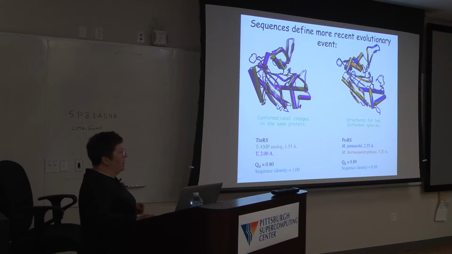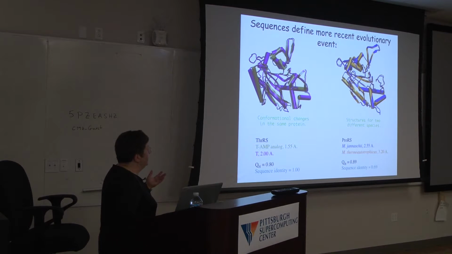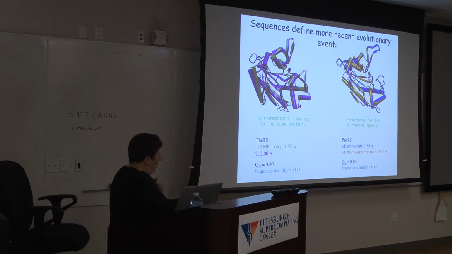The last word about using structures and sequences is that sequences really do define more recent evolutionary events, but whenever you're using things from the PDB, you've got to be careful. The conformational changes can be as great as changing the structure between two species. So these are two of the same proteins, one just with an analog and one without a cofactor. If you look at the structural comparison, it's 0.8, pretty high. The sequence identity is exactly 100%.